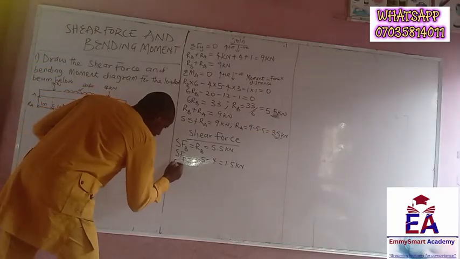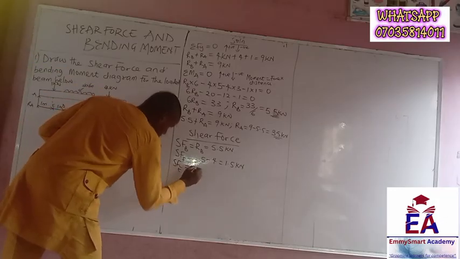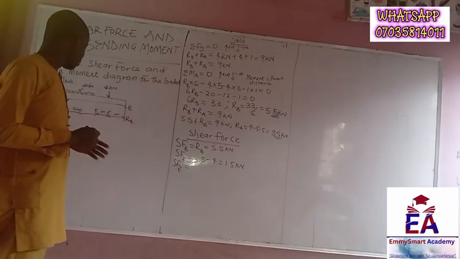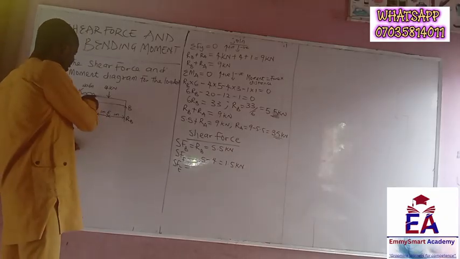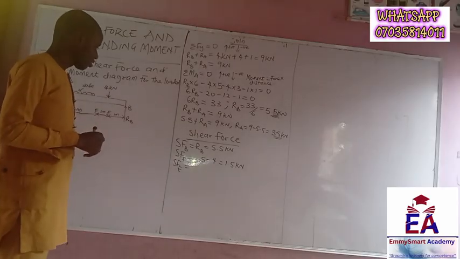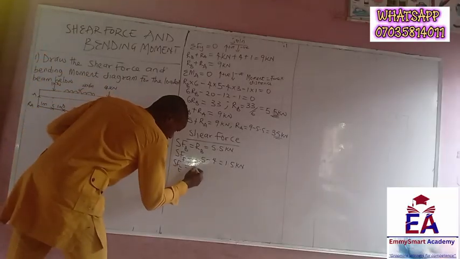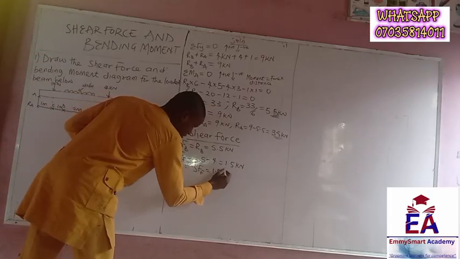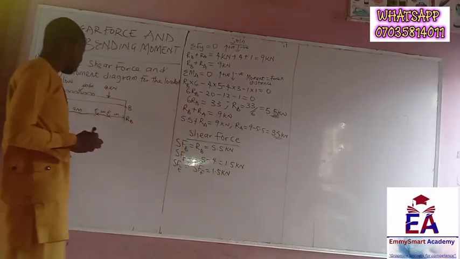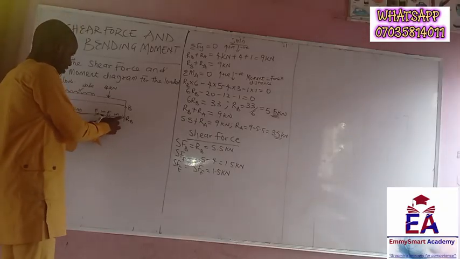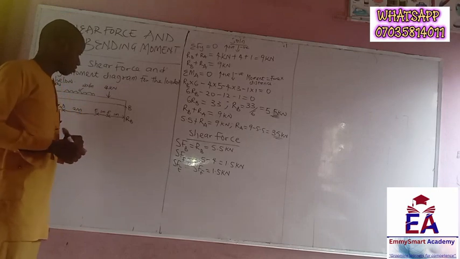The shear force at E will be the same thing. There's no load here, so the shear force at E will be equal to the shear force at F, which is 1.5 kilonewton. The same force that acts at this distance also acts over this distance.